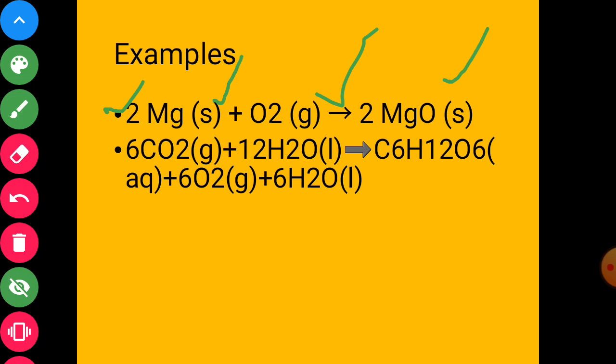Then we have second example, that is carbon dioxide, which is in gaseous state, combines with water, which is in liquid state. It forms glucose, which is in aqueous state, along with oxygen gas and water molecule.